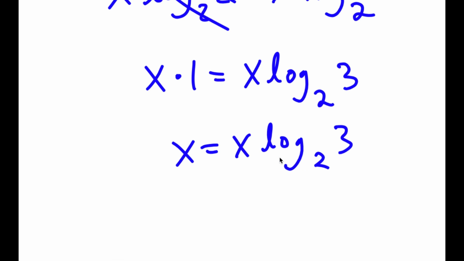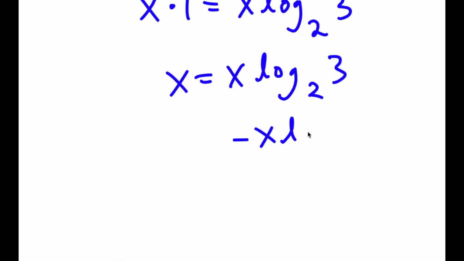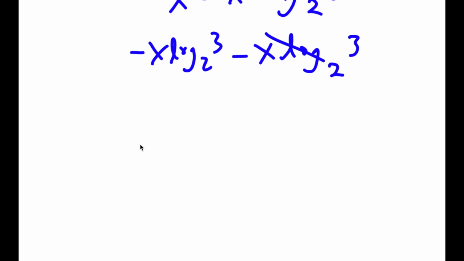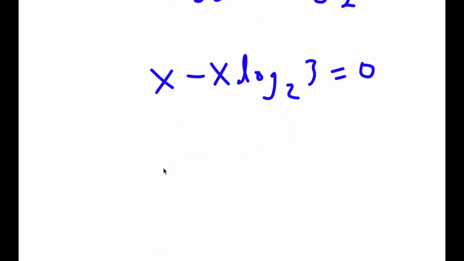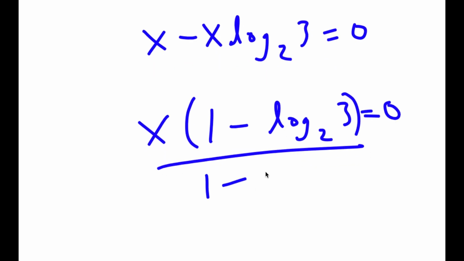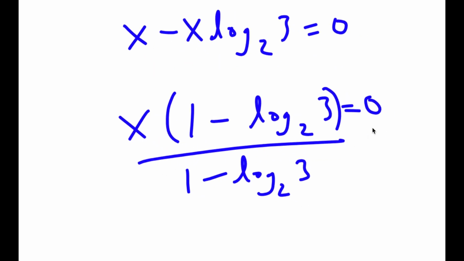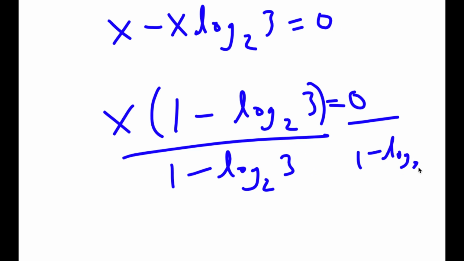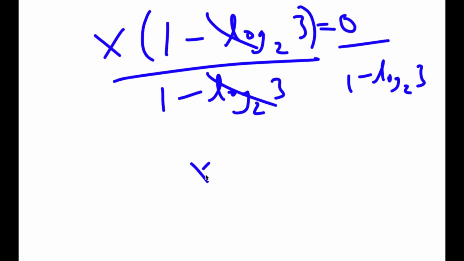Now, I'm going to subtract both sides by x log base 2 of 3. So these two cancel out. I get x minus x times log base 2 of 3 is equal to 0. Now if I factor out x, I get x times 1 minus log base 2 of 3 is equal to 0. And if I divide both sides by 1 minus log base 2 of 3, these two cancel out, and I'm left with x is equal to 0.